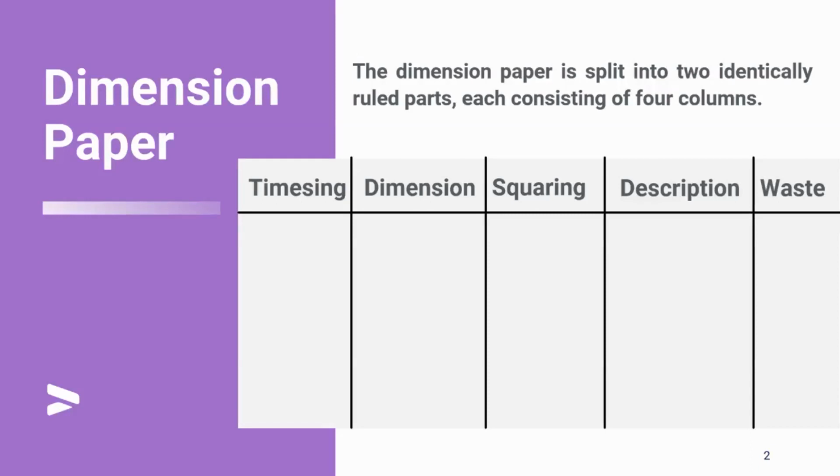Do you get? Bill of quantity is just like I have a drawing aside and I'm trying to calculate every material I need on that drawing on this paper. So the first thing you need to do is have the times in colon. I will explain what the times in colon is in further slides. Then you need to have the dimensions, the squaring, the description, and the waste calculation.